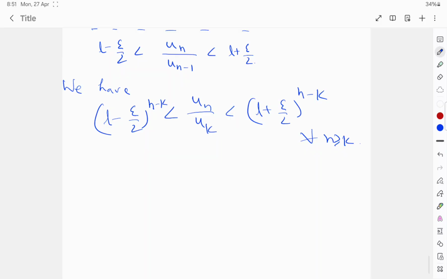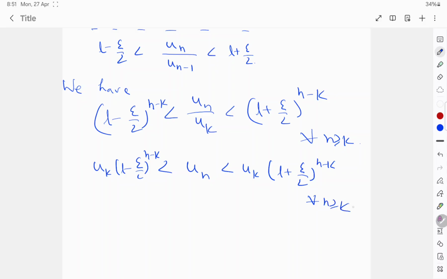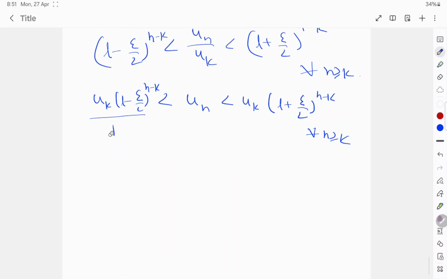Okay, now your uk is some bounded, fixed quantity, right? So we can say that un will be less than uk times L plus epsilon by 2 whole to the power n minus k, and greater than uk times L minus epsilon by 2 whole to the power n minus k, for all n greater than or equal to k. Suppose this quantity is your a, this quantity is your b.